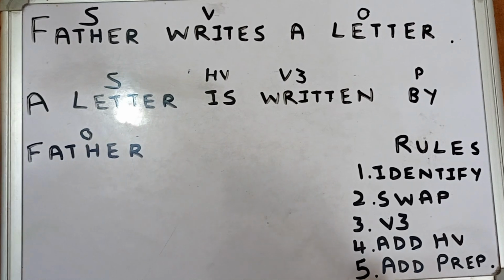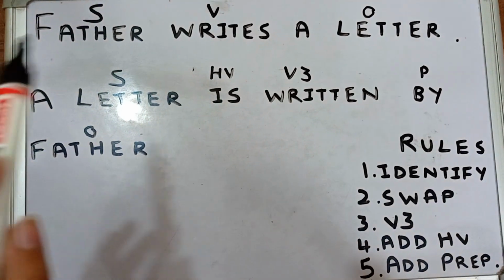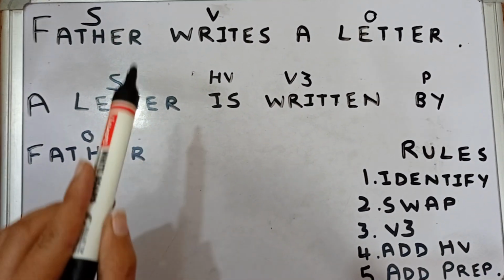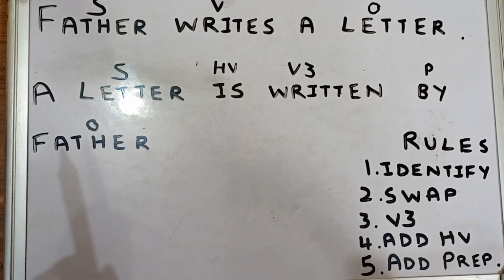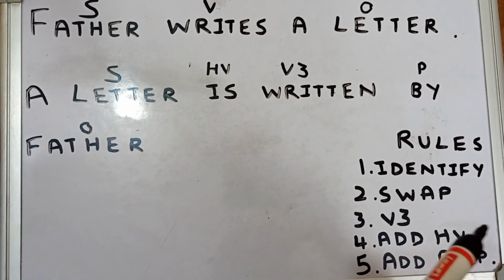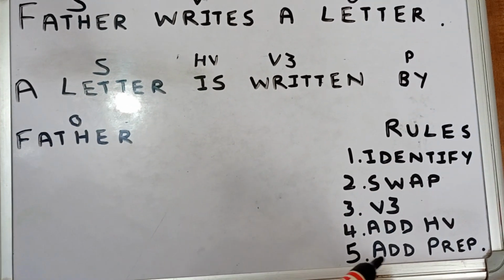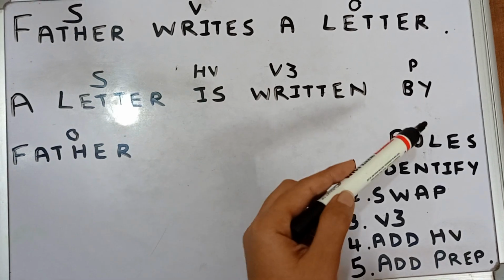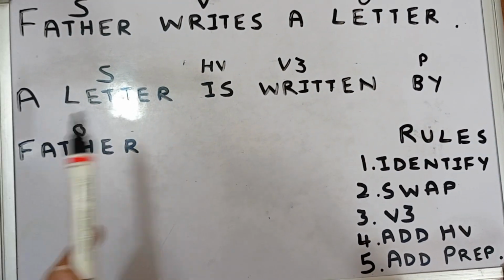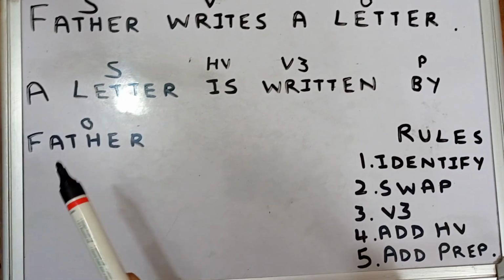The fourth step is to add a helping verb. The sentence will be incomplete if we do not write is. A letter is written by father. The fifth step is to add a preposition. The preposition here is by. A letter is written by father.